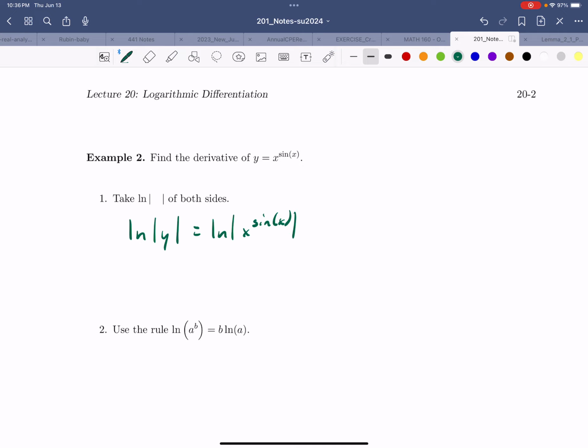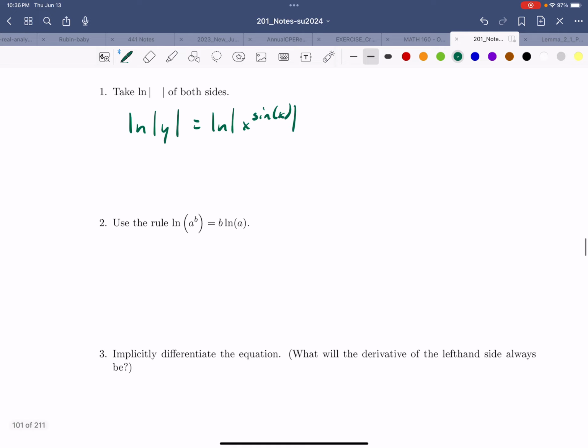And now, using log rules, we have the following. Just going to copy what I had before. And we're going to bring the sine of x in front of the ln, right? Because we get to do that thanks to the log rules. You get to take this guy and put it right there.